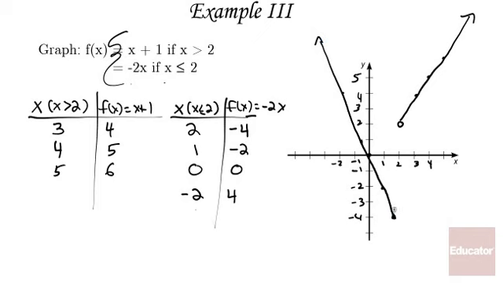So you can see this is a piecewise function consisting of two pieces, and here one picks up where the other leaves off. For values greater than or equal to 2, this is my graph. For values of x less than or equal to 2, this is my graph. So that was a piecewise function.